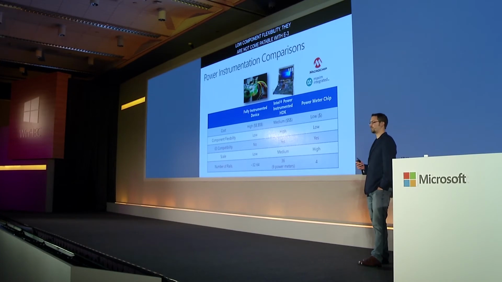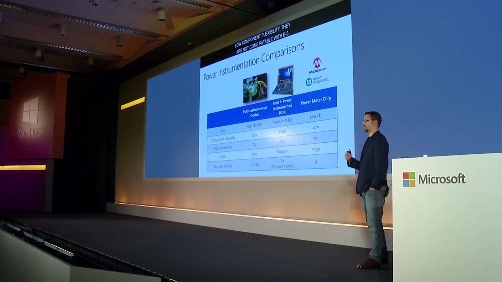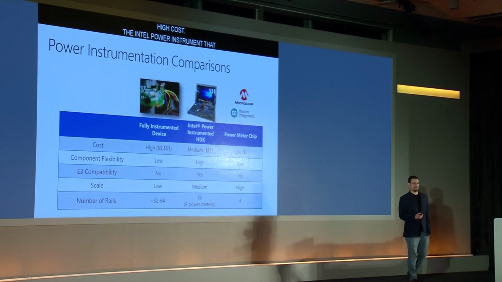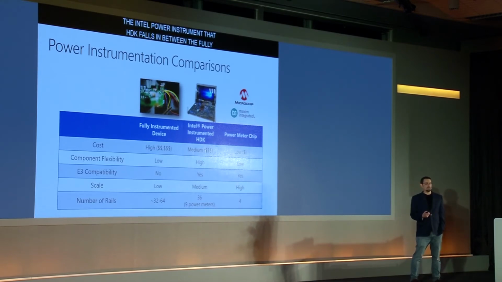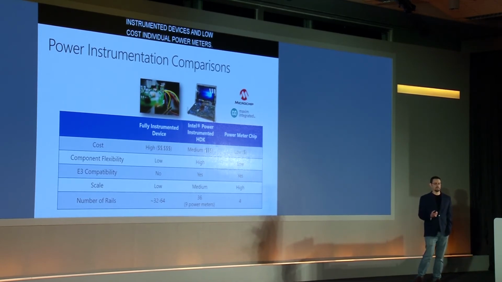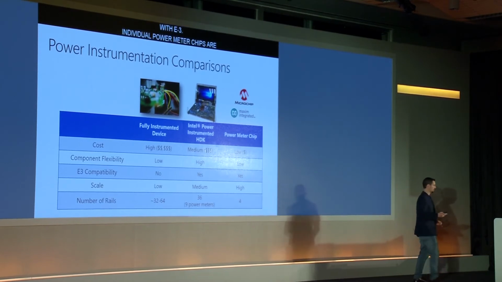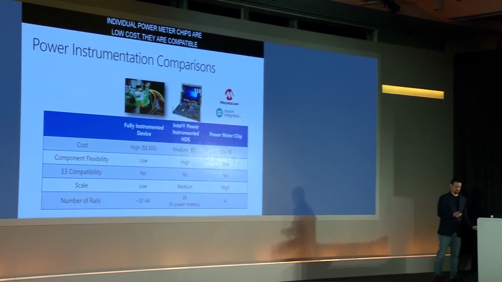The Intel Power Instrumented HDK falls in between the fully instrumented devices and low-cost individual power meters. The HDK has high component flexibility, it's compatible with E3, has medium scale, and can monitor 36 rails. Individual power meter chips are low cost, they're compatible with E3, and they have high scale and can monitor 4 rails each. So let's dig a little deeper into each of these power monitoring solutions.